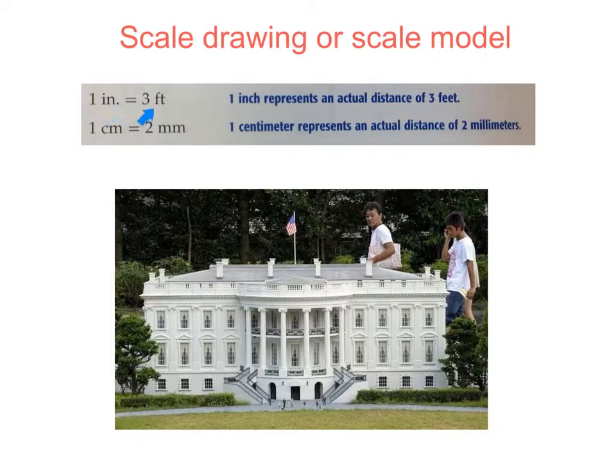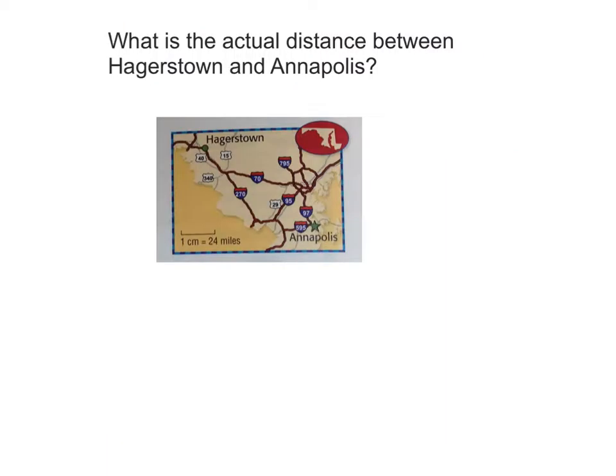So let's just take this one for example. It says 1 inch is equal to 3 feet. So if that were the scale for this White House, that means for every 1 inch on the model itself, it's actually 3 feet. So if this window were actually 3 inches right here, that would mean the window itself is actually 9 feet up and down. And let's say it was 1 inch going across, well that means it would be 3 feet in reality.